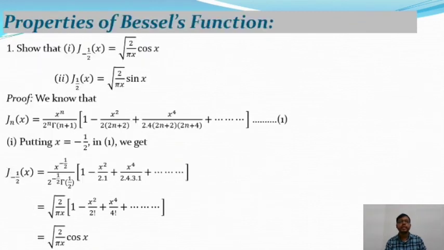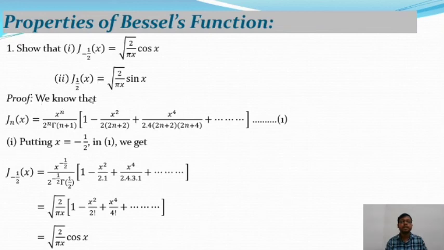After that, we'll take one more example on the Bessel's function. This is also a property of the Bessel's function: J of minus half of x is equal to root over 2 by pi x into cos x, and J of 1 by 2 of x is equal to root over 2 by pi x into sin x. So here is the proof of the given properties of the Bessel's function.